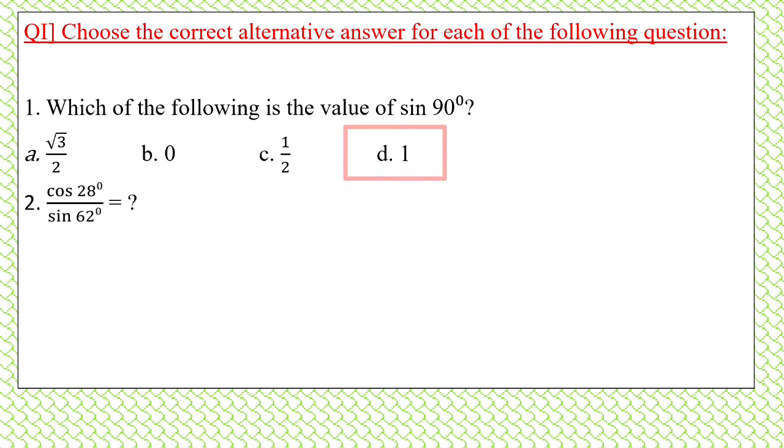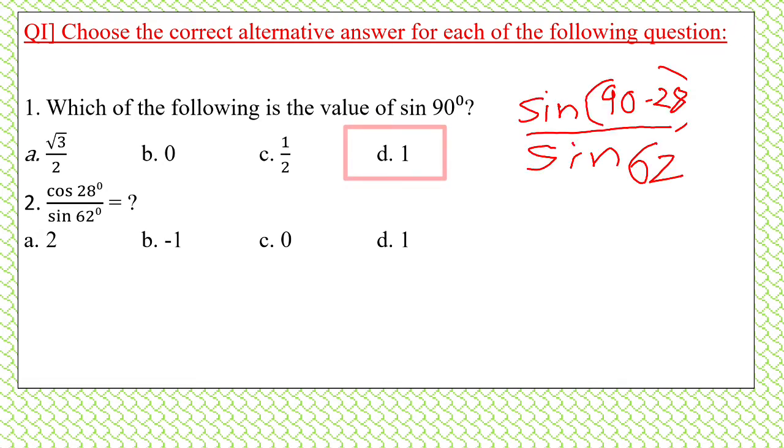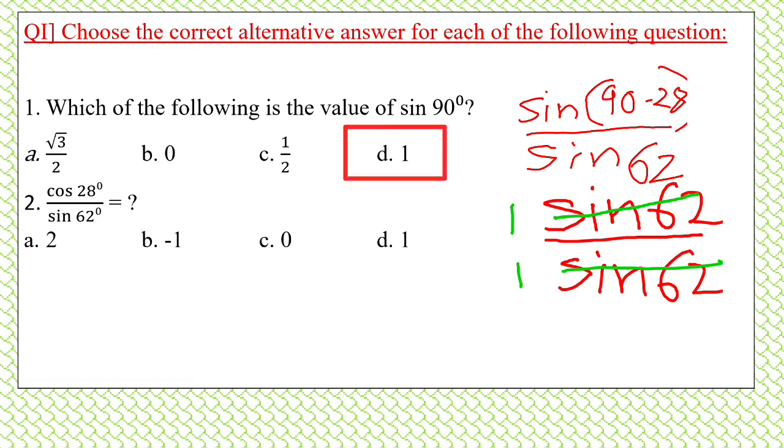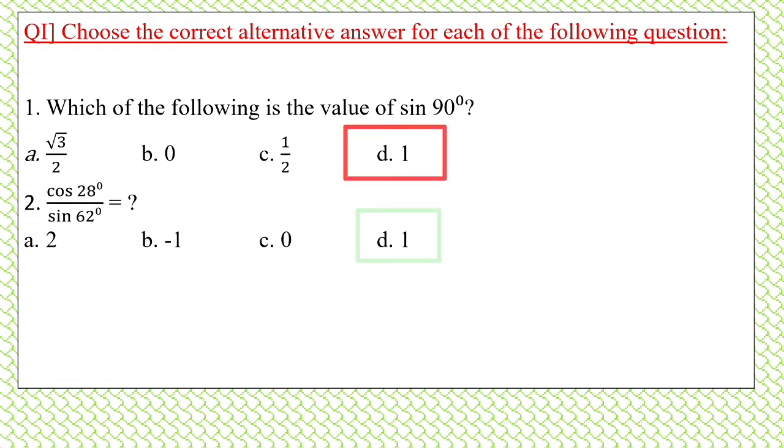Now student, the second one is given, cos 28 degree upon sine 62 degree equal to question mark. The options are given 2, -1, 0 and 1. As we have learned the relation among the trigonometry ratio, cos 28 degree means sine 90 degree minus 28. 90 degree minus 28, how much we get? 62. It means cos 28 degree is equal to sine 62 degree upon sine 62 degree. So sine 62 degree cut and with the value is 1. So the second one correct answer is option D, 1.